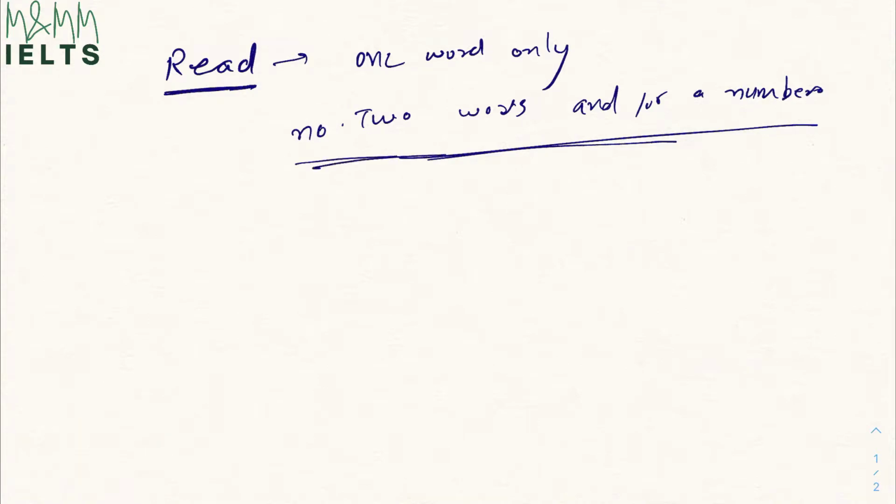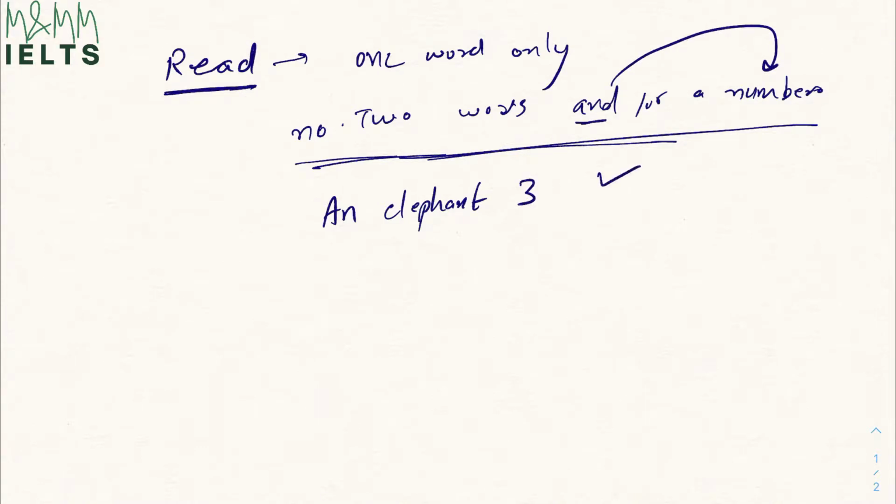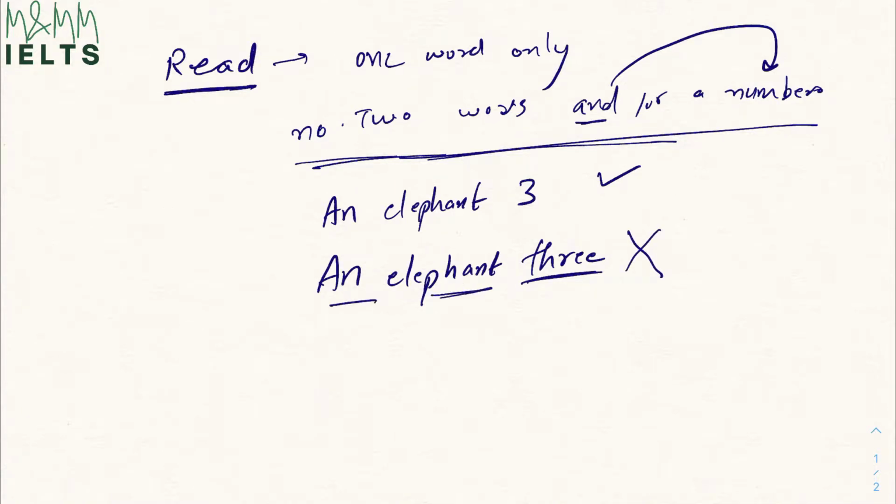Because that will give you a bit of an idea, a bit of an understanding as to what information you are after. When it says no more than 2 words and or a number, it clearly means that you can have 2 words, as in an elephant, and or a number. So and, that means there could be another thing, and that can only be a number. This is absolutely correct. If you would have written an elephant 3, now you might feel that you have written 3 as a number, but that is extremely wrong, because you have written 3 words now, and the question said no more than 2 words and or a number.